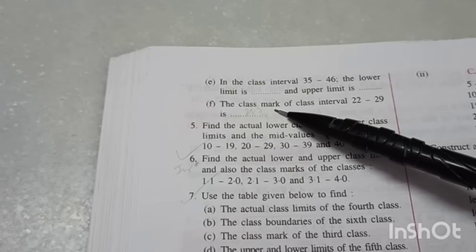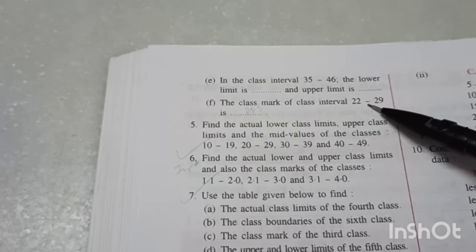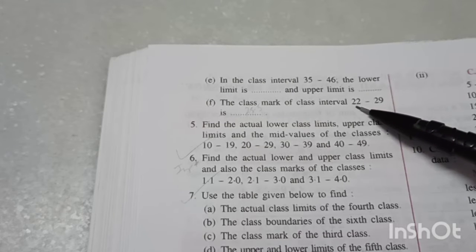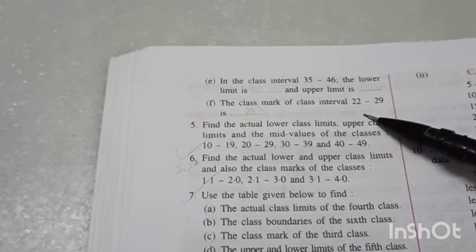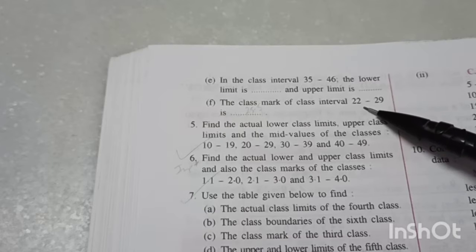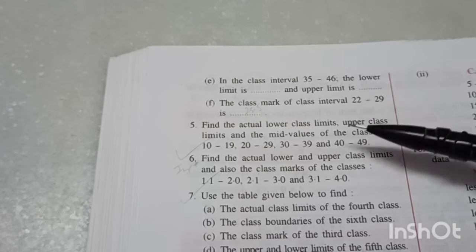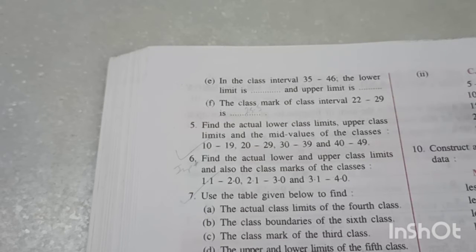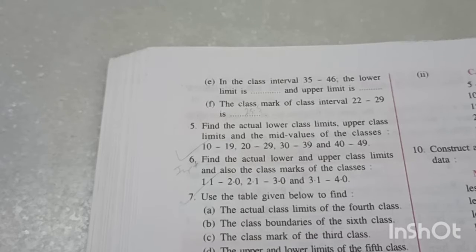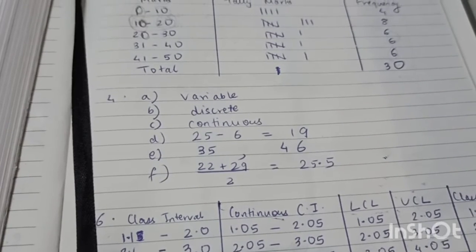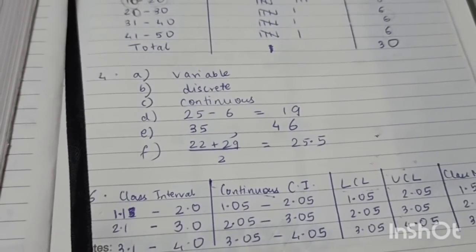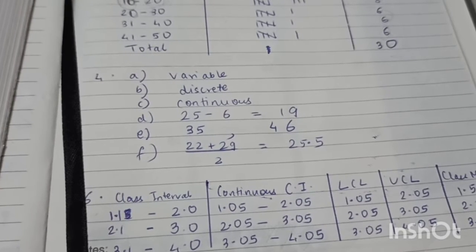Next, the class mark of the class interval, this. Class mark means the midpoint. You can say the average of these two limits. 22 plus 29 upon 2 gives me 25.5. So that is called the class mark. So we need to know this theory because it helps us to solve the numericals better. So don't ignore them. These are the answers of the fill in the blanks. No need to copy the whole question, just write the answers.